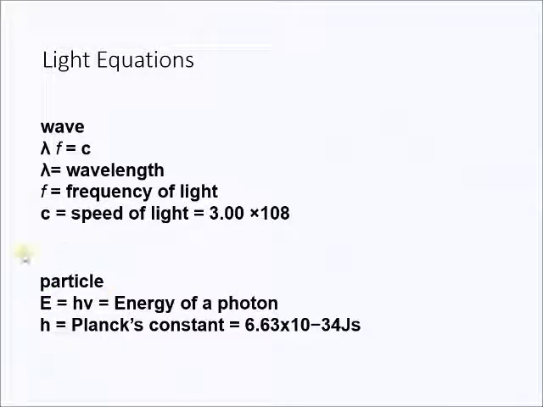So if light is acting like a particle, something that has a physical form, E, energy, is equal to H, which is Planck's constant, which is here. I'm not sure why this isn't showing superscripts, but it's 6.63 times 10 to the negative 23rd joules per second. Look at that. So you have two equations now.